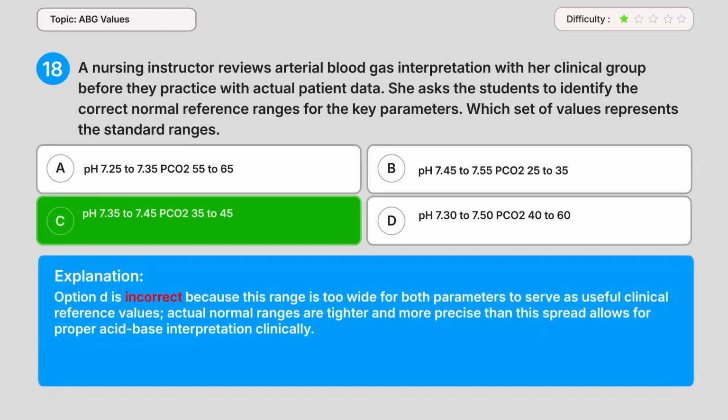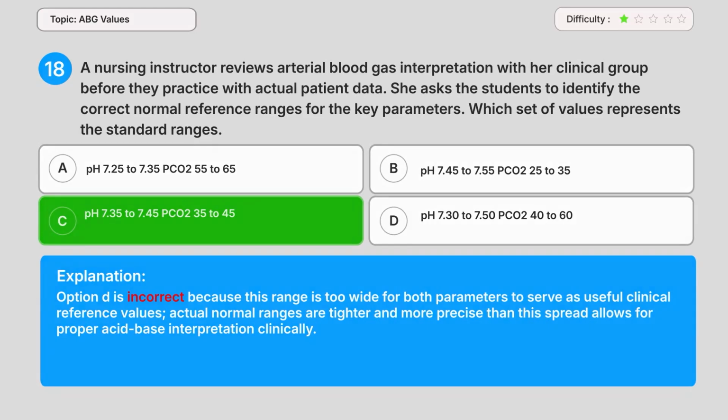Option D is incorrect because this range is too wide for both parameters to serve as useful clinical reference values. Actual normal ranges are tighter and more precise than this spread allows for proper acid-base interpretation clinically. Memorizing normal ABG reference ranges is non-negotiable for any nursing exam, and option C is the textbook answer.